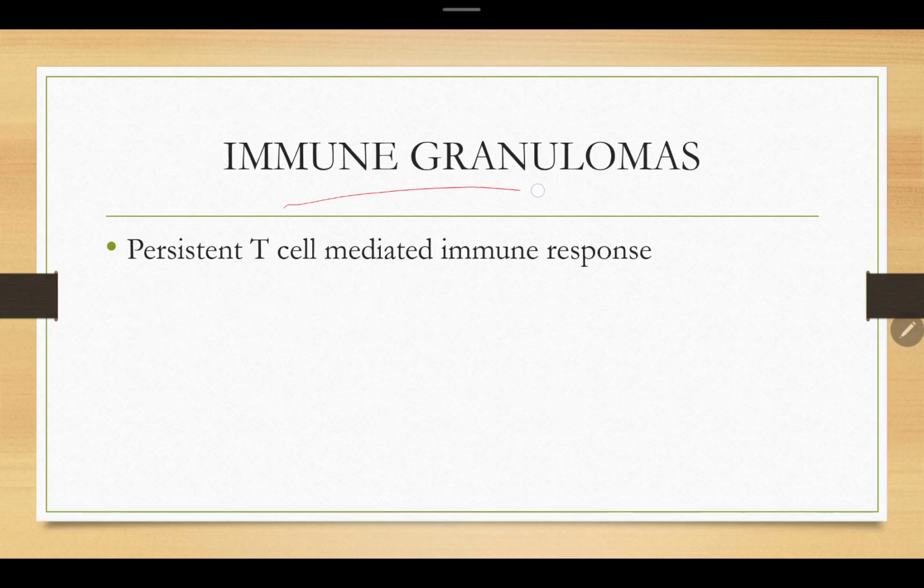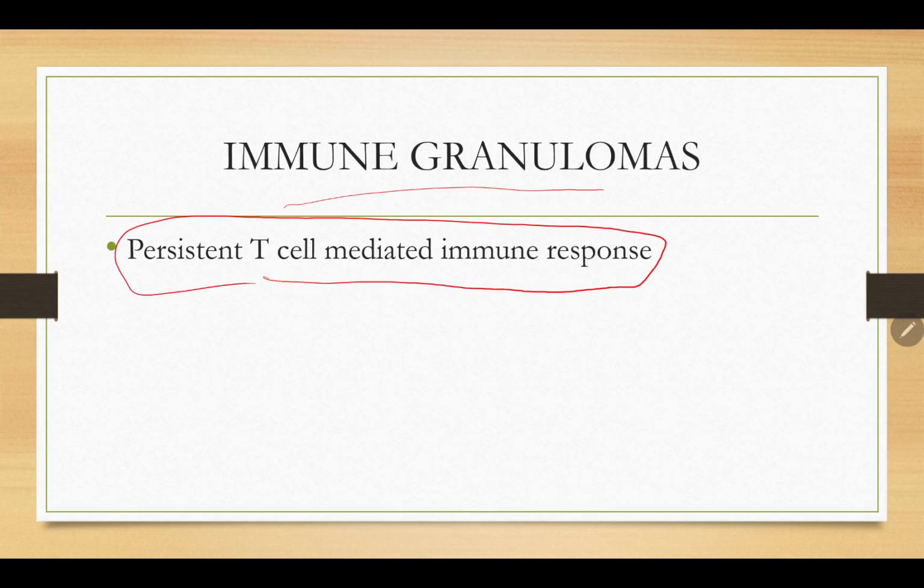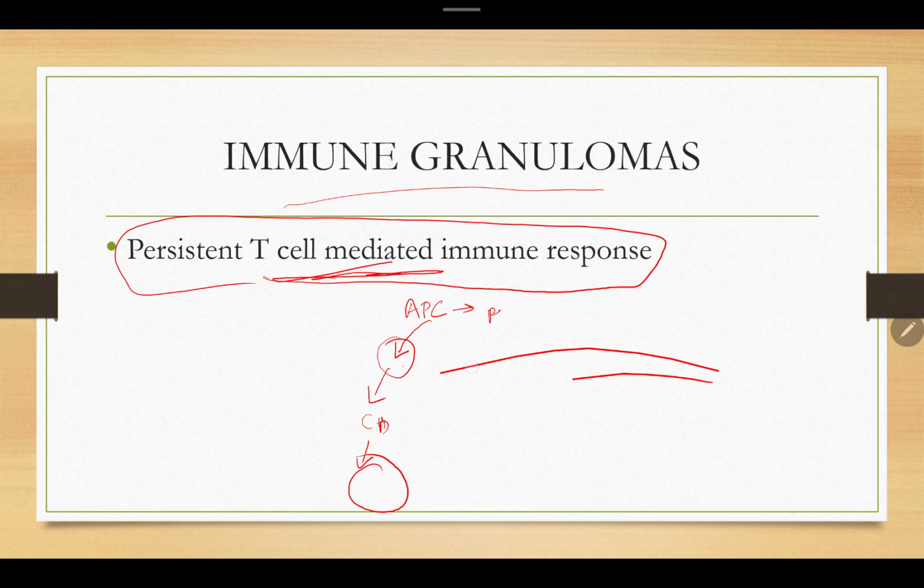So what is an immune granuloma? It is due to a persistent T cell mediated immune response. In the pathogenesis I described, the antigen presenting cells detect the persistent microbe and stimulate the T cells, which get converted to activated T cells, which further activate the macrophages. This is called a persistent T cell mediated response, which causes the granulomas.